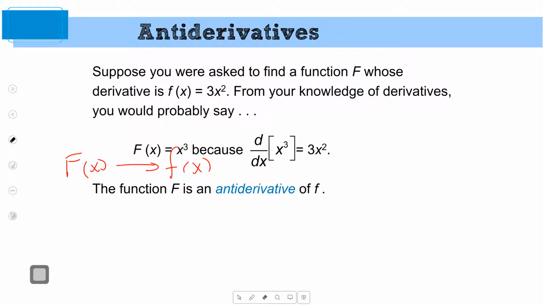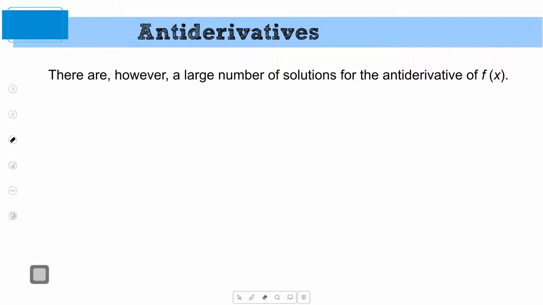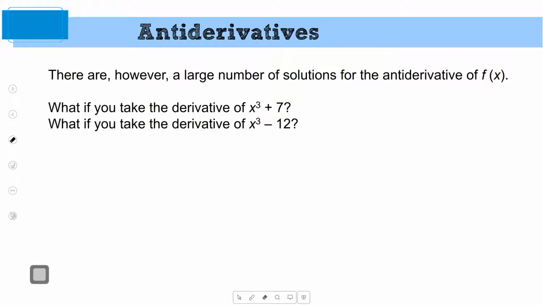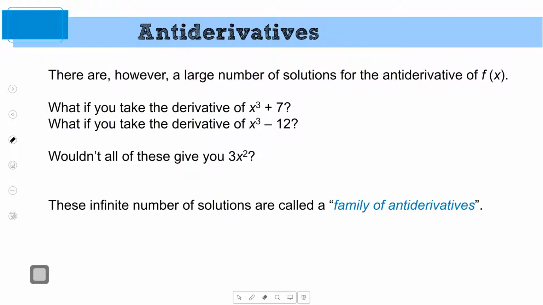So we're going to use some words interchangeably. As we talked about, there are a large number of possibilities. I happen to choose 7 and negative 12. We talked about 5. We talked about 10. We talked about pi, e. Any constant that you put on the end of that would still give you that value of 3x squared because the derivative of constants is 0. The way we represent that is C. Because there's an infinite number of possibilities, this is called a family of antiderivatives.